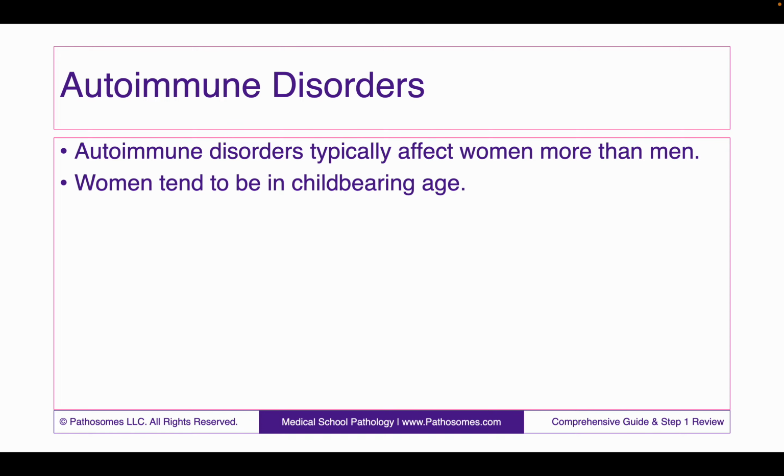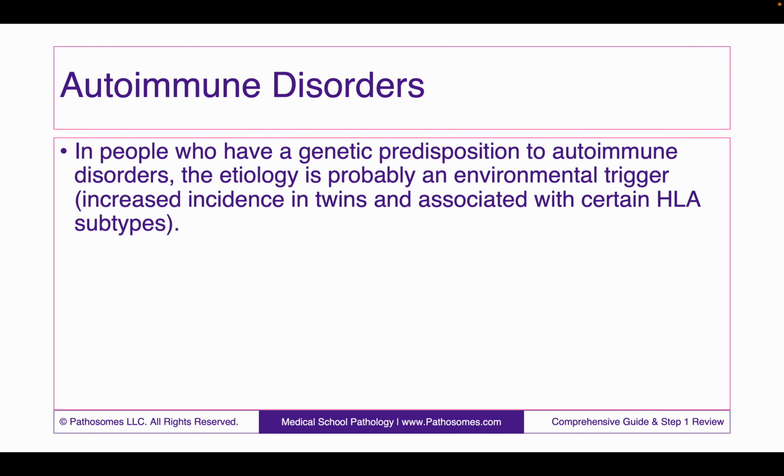Autoimmune disorders typically affect women more than men. And it's usually women in childbearing age. In people who have a genetic predisposition to autoimmune disorders, the etiology is probably an environmental trigger. For example, increased incidence in twins and associated with certain HLA subtypes.